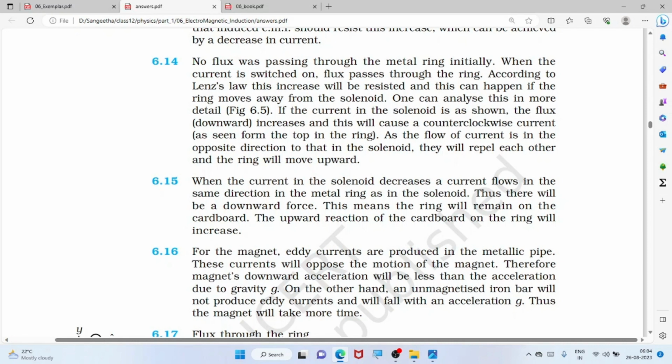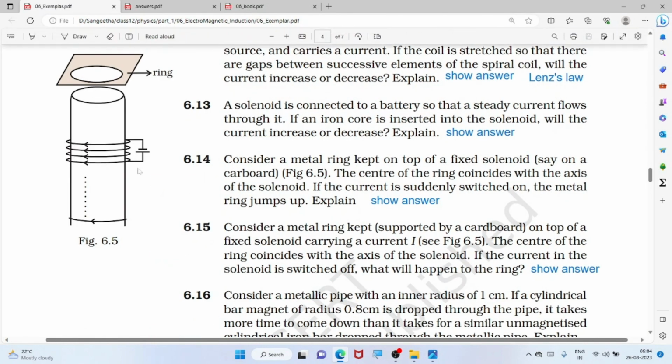One can analyze this in more detail. In the figure, when the current in the solenoid is as shown, the flux increases, causing a counterclockwise current in the ring as seen from the top. As the current flows in the opposite direction to the solenoid, they repel each other and the ring will move upward.